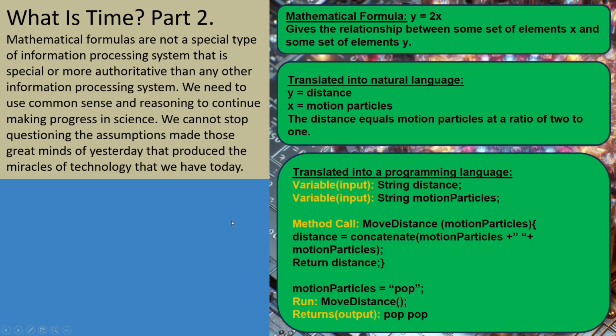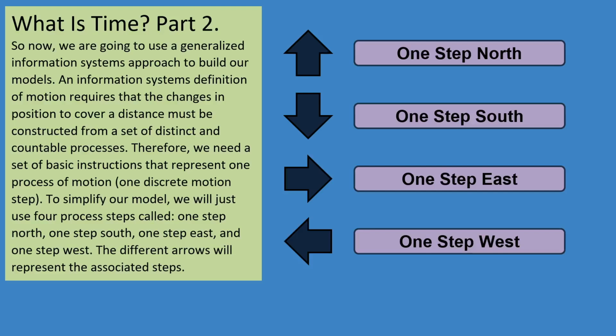Mathematical formulas are not a special type of information processing system that is special or more authoritative than any other information processing system. We need to use common sense and reasoning to continue making progress in science. We cannot stop questioning the assumptions made by those great minds of yesterday that produced the miracles of technology that we have today. So now we are going to use a generalized information systems approach to build our models.